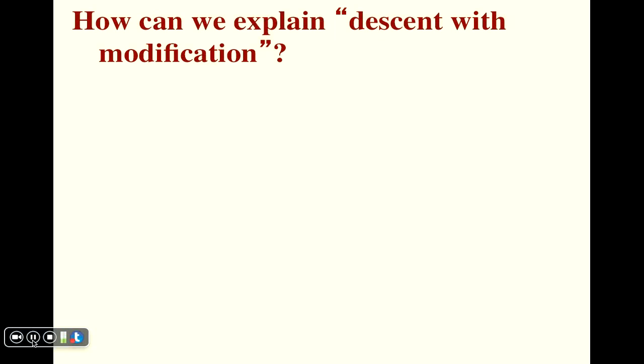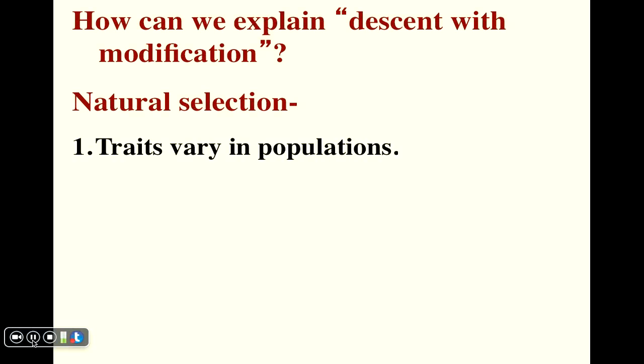So in a general sense, how can we explain this change? How can we explain this descent with modification? Again, the basic ideas that Darwin proposed, these ideas related to evolution by natural selection. Again, keep in mind, natural selection is just one mechanism by which evolution can take place, but the basic tenets of natural selection are as follows.